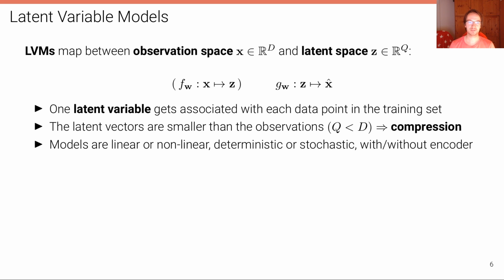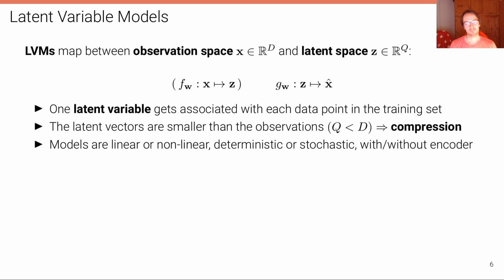The other thing that's important is that the latent vectors are typically smaller than the observations in terms of their dimension. In other words, Q is smaller than D, and that leads to a compression. We're trying to look for a compressed representation of the input. Assume X are images or audio signals, then we're looking for a compressed representation of these audio signals that best explains these audio signals. So we must capture some relevant structure for explaining these images or audio signals.